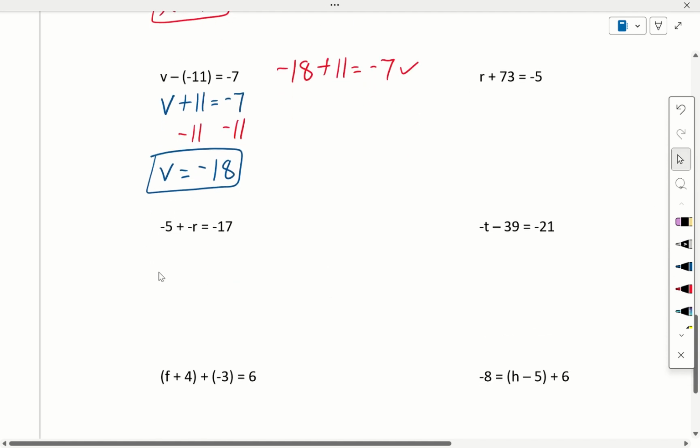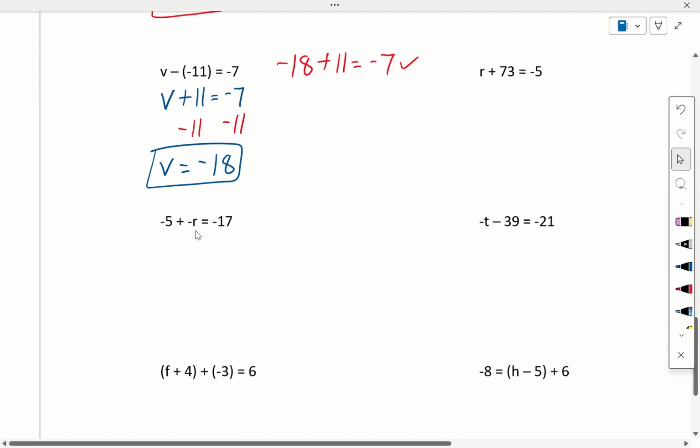Ooh, this one's a little tricky. All right, negative 5 plus negative r equals negative 17.